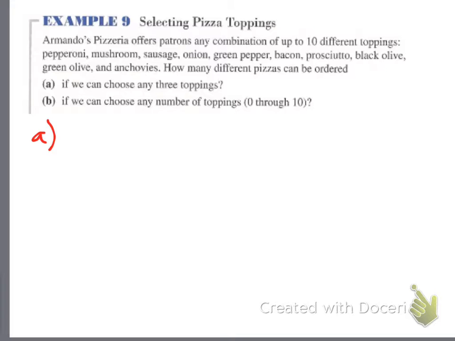Now, does it matter what order you pick the toppings in? Of course not. Who cares? So you put the sausage on first. So what? You can put it on second. You can put it on third. Doesn't matter. So we have 10 toppings, choosing 3 of those toppings. So if I do that, there's 120 different pizzas that I can order.